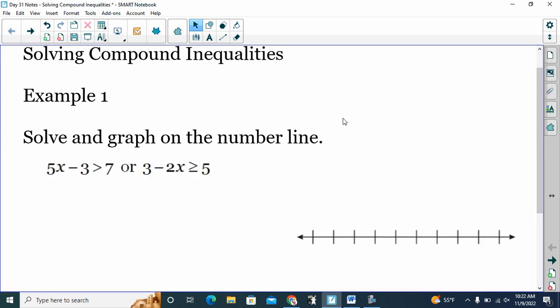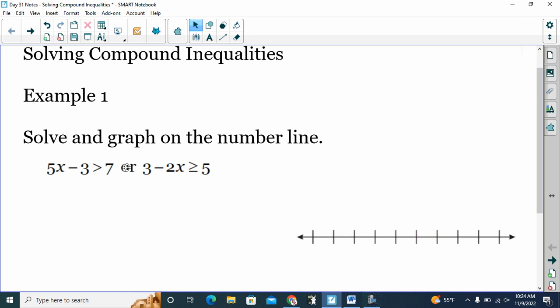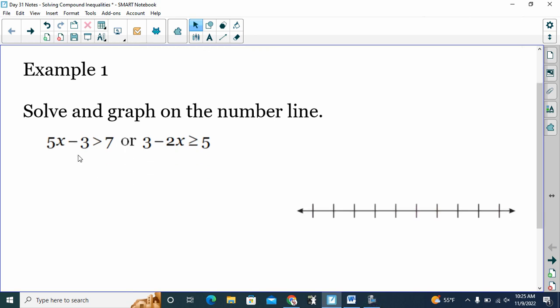And we are given 5x minus 3 is greater than 7, or 3 minus 2x is greater than or equal to 5. Because we have two inequalities connected with an or sign, we're just going to solve each inequality independently. We'll solve 5x minus 3 is greater than 7, then solve 3 minus 2x is greater than or equal to 5, and then we'll just bring down the or sign. We've solved lots of inequalities like this one.